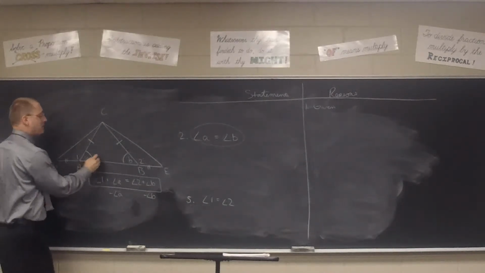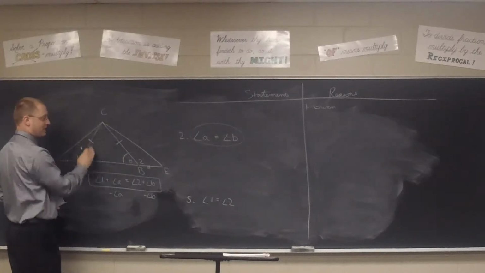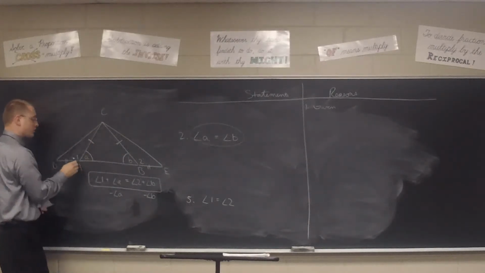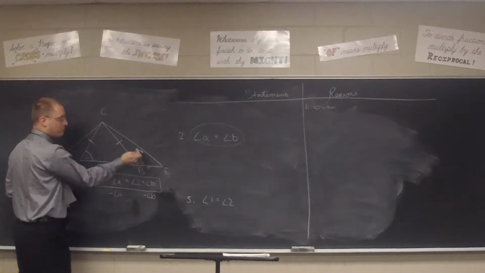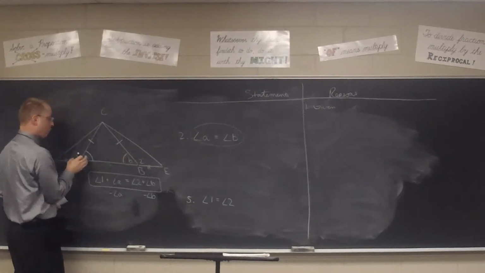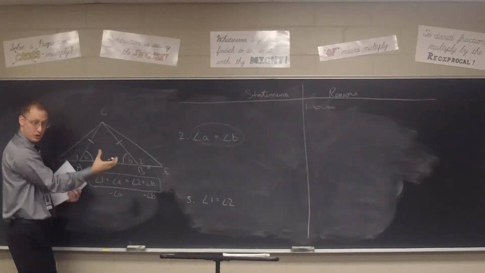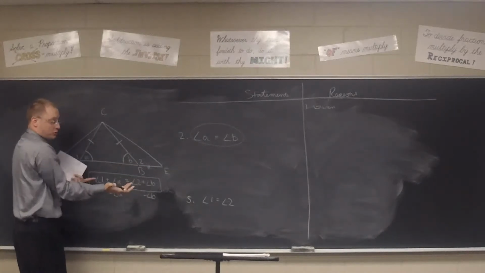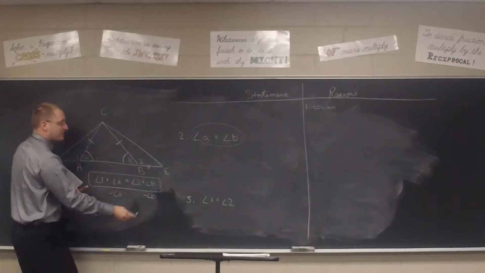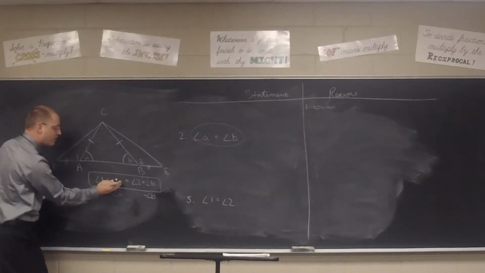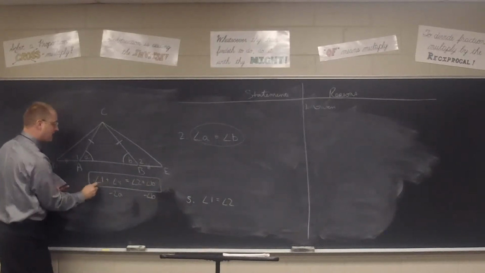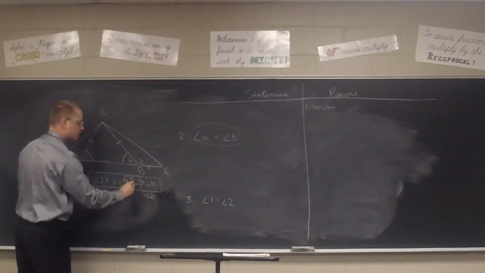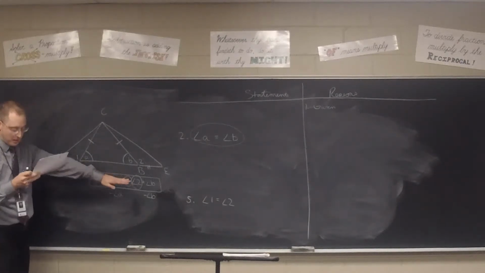We know that A and B are equal because they're across from equal sides in an isosceles triangle. We also know that together 1 and A make a straight angle, 2 and B make a straight angle, which means that 1 and A and 2 and B together, their sums must be equal because all straight angles are equal. But since A and B are already equal, they could be subtracted away, leaving me with angle 1 equals angle 2. And that's where we end up with number 5.